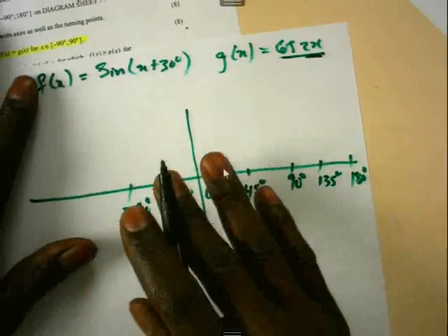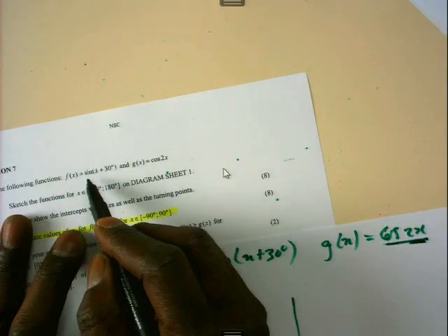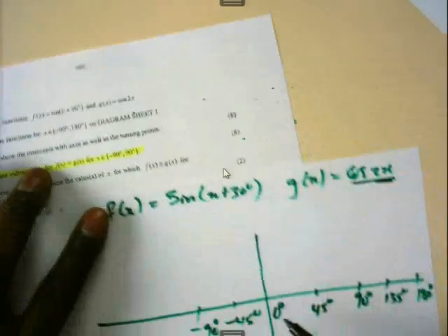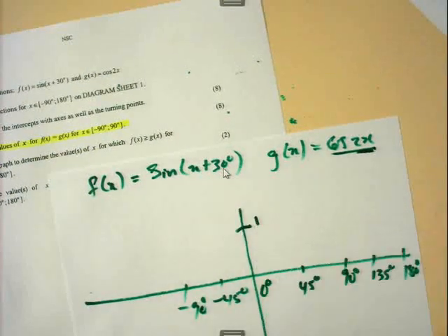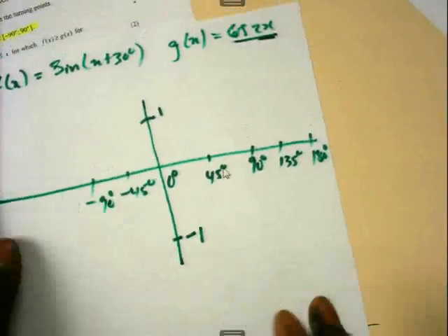Of course, if I look at the two graphs, the amplitude of the sine and the amplitude of cosine remains 1. So I've got 1 and I've got -1 there. No problem.